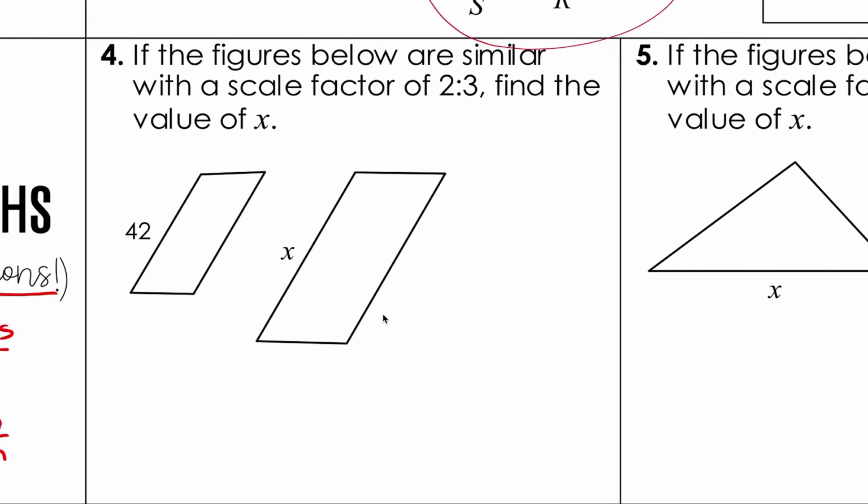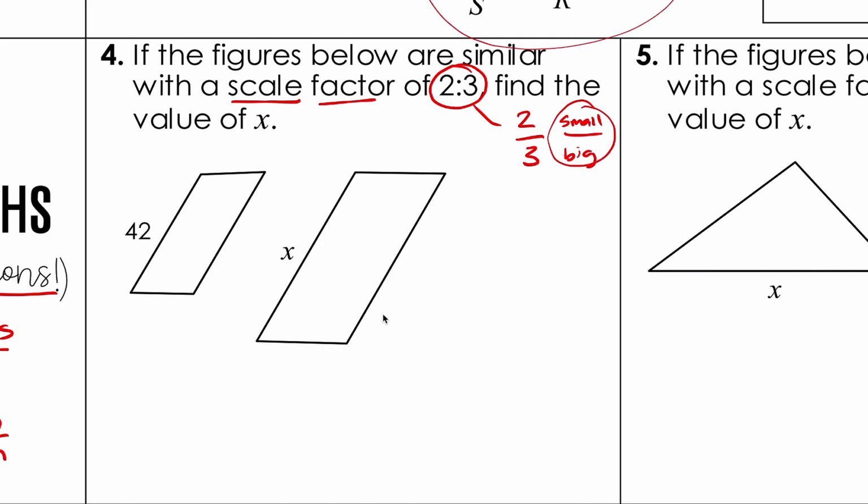Okay, so let's look at number 4. If the figures below are similar, okay, so they tell us right away, these figures are similar. So that means the angles are congruent and the sides are proportional. Okay, if they are similar with a scale factor of 2 to 3, remember this is another way to write a ratio with that little colon, but 2 to 3 just means 2 over 3. And if you notice, which one's the smaller number, the 2 or the 3? The 2 is the smaller number, so that means we have small polygon over big polygon. Okay, it's really easy to see. Just look at the numbers. So that's how we're writing our ratios, small over big.